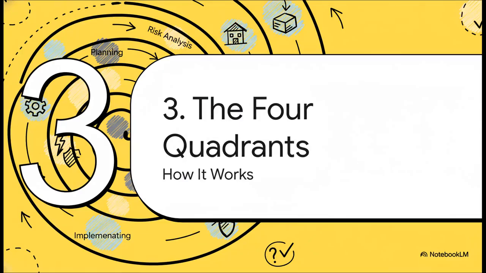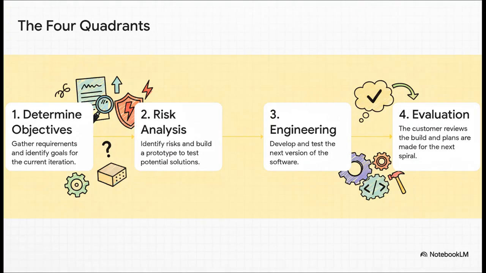Okay, so let's get into the nitty-gritty. How does this thing actually work? Well, the whole model is built on repeating a 4-step cycle, which makes up one loop of the spiral. So each loop, or spiral, moves through these 4 areas. First, you figure out your goals for this specific cycle. What are we trying to achieve right now? Second, and this is the most important part, you analyze the risks. What could possibly go wrong here?